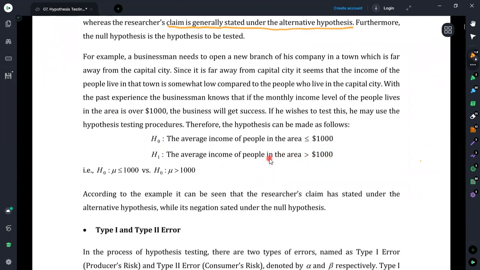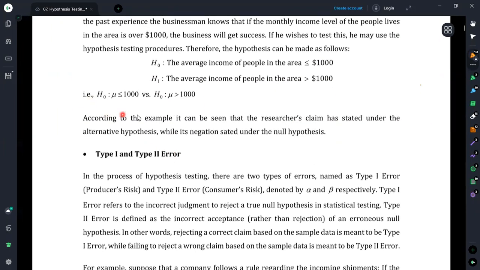And the negation of this hypothesis is mentioned under the null hypothesis. The negation of greater than should always be less than or equal. Therefore, H naught would be: the average income of people in the area is less than or equal to $1,000. Statistically, using the notations, H naught is mu less than or equal to 1,000, and H1 is mu greater than 1,000.